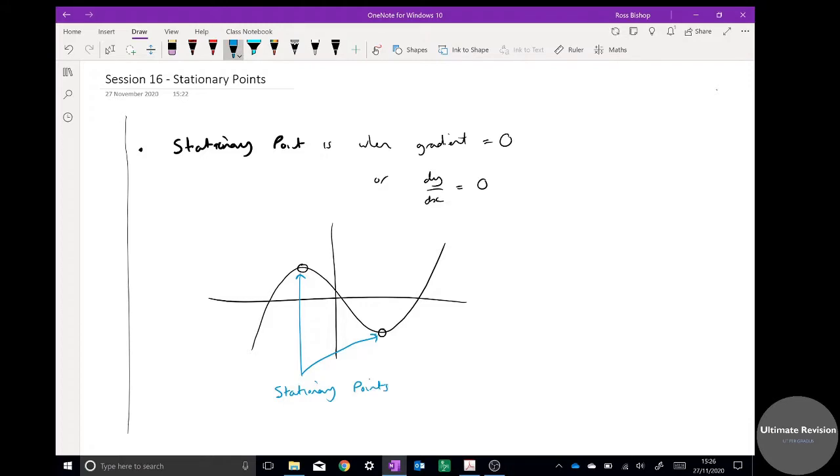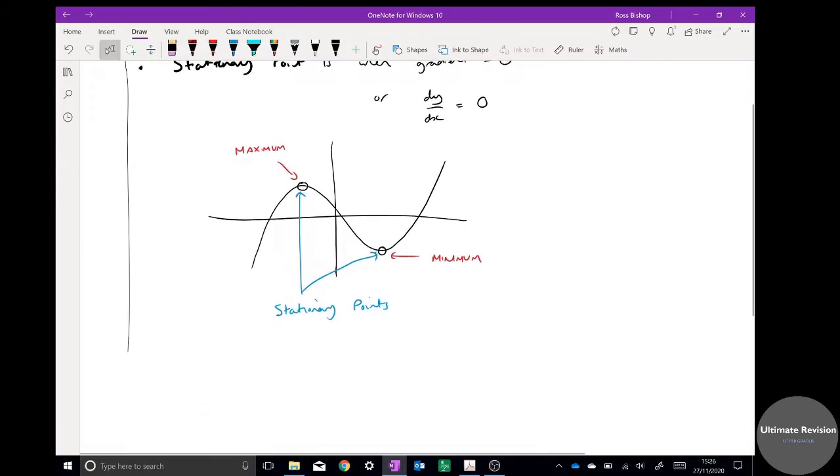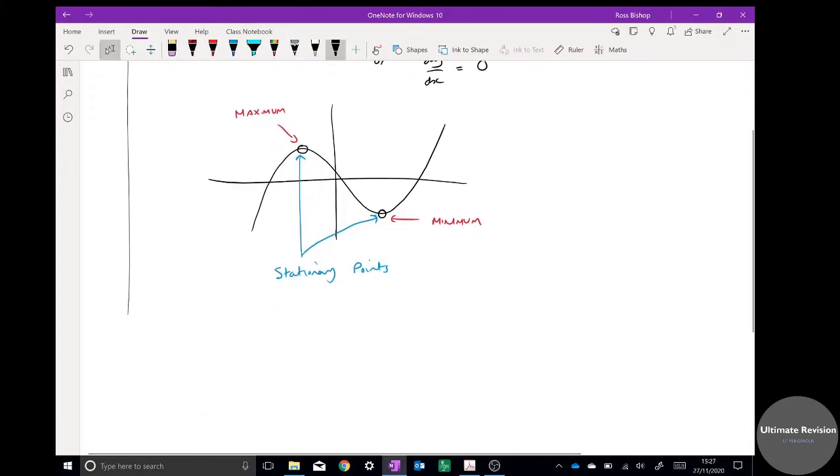There are two types of stationary point. This one here is a maximum because it's in a peak, whereas this one here we would say is a minimum because it's in a trough. It's not necessarily the minimum value on the graph, but it's where it's going into a dip. So we need to work out how to tell what those are.